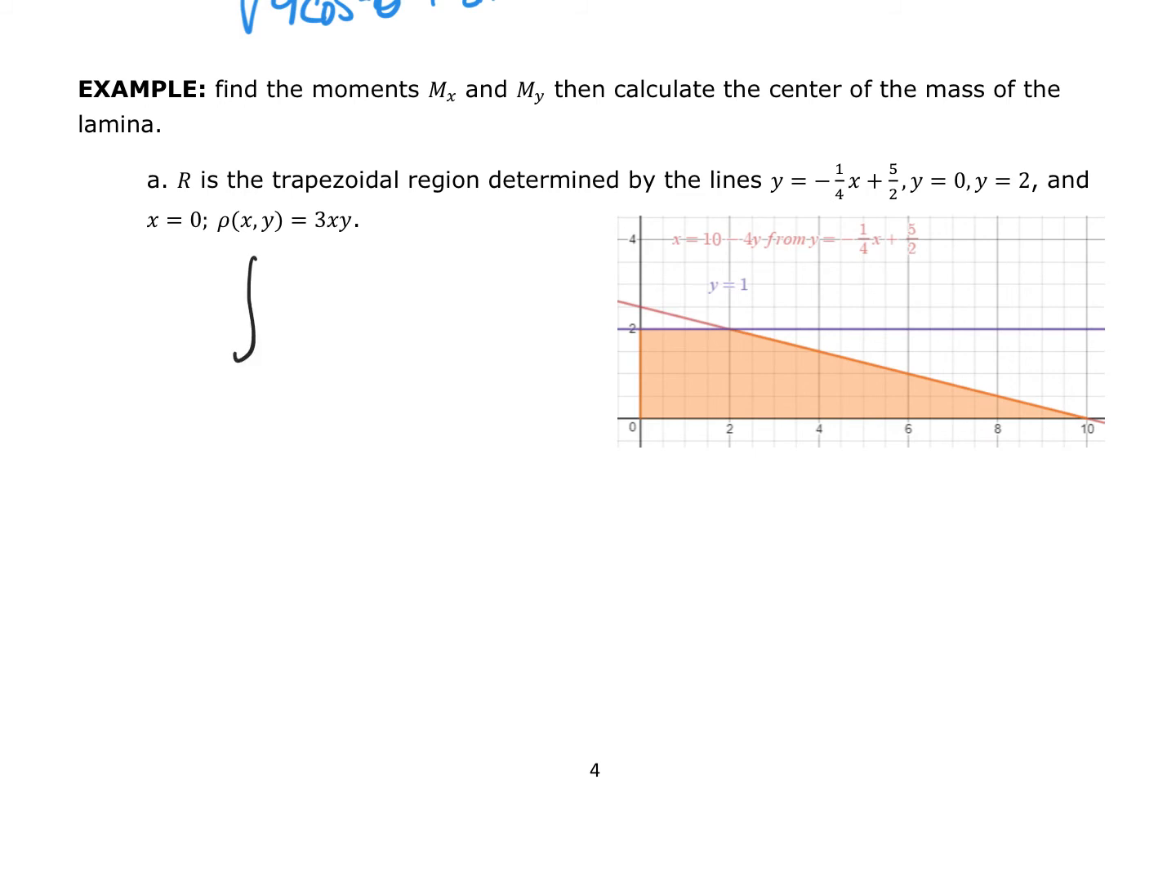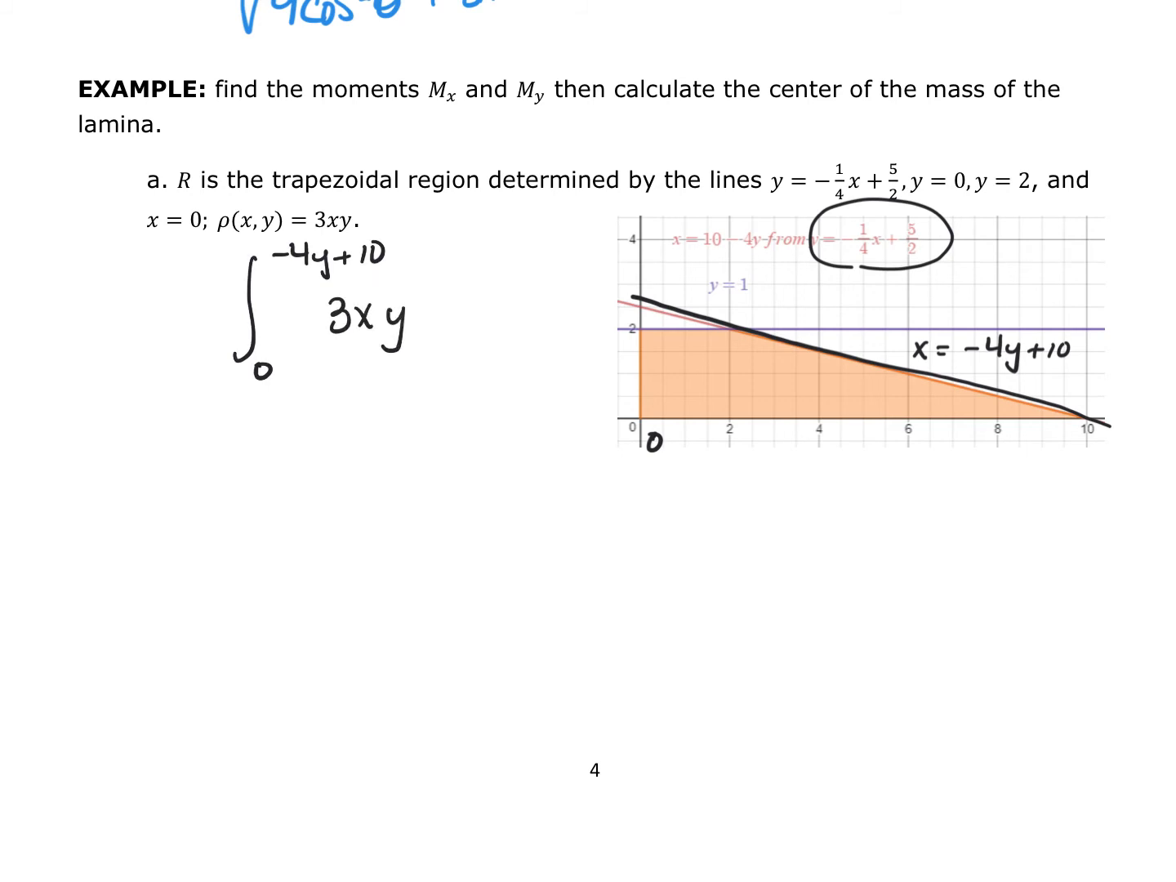X is going to be contained between 0 and this equation. So I take this equation, and I solve for x. So x is going to be equal to negative 4y plus 10. So x is going to go between 0 and negative 4y plus 10. I have the function 3xy, that's my density function, and then it's going to be with a dx first. Y is going to vary between 0 and 2. Then I do dy. Now, I'm not going to bore you with all the boring details. I'm just going to go right to the chase.